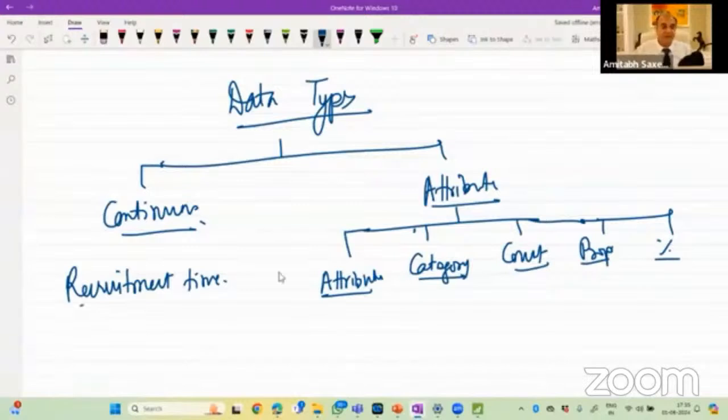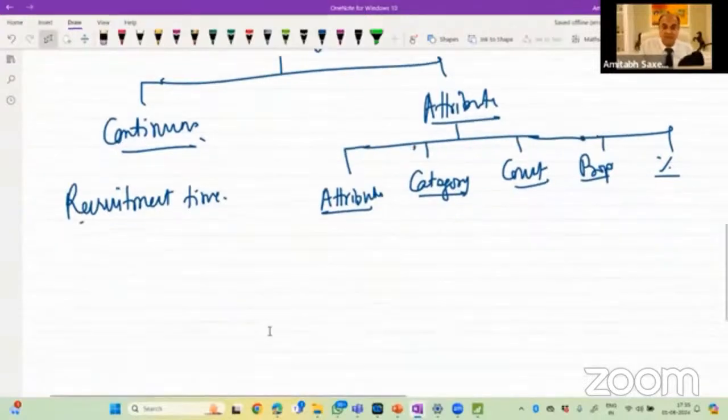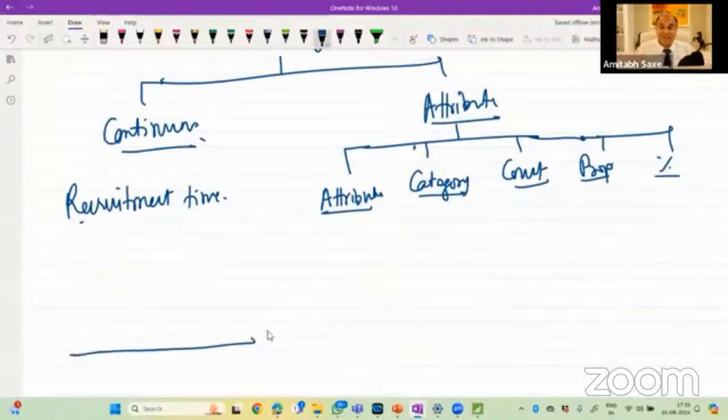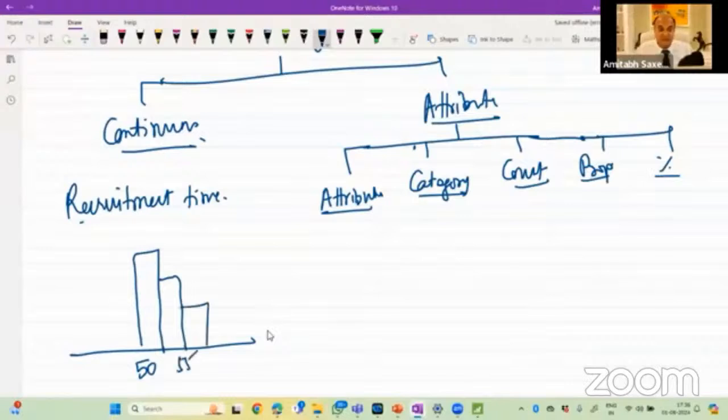Now recruitment time. Whenever I'm dealing with continuous data, I can use a histogram. It means I collect 30, 40 samples of my recruitment time, and I say, okay, most of the recruitments are taking 50 days. Some are taking between 50 to 55 days, some between 55 to 60 days, some between 60 to 65 days.